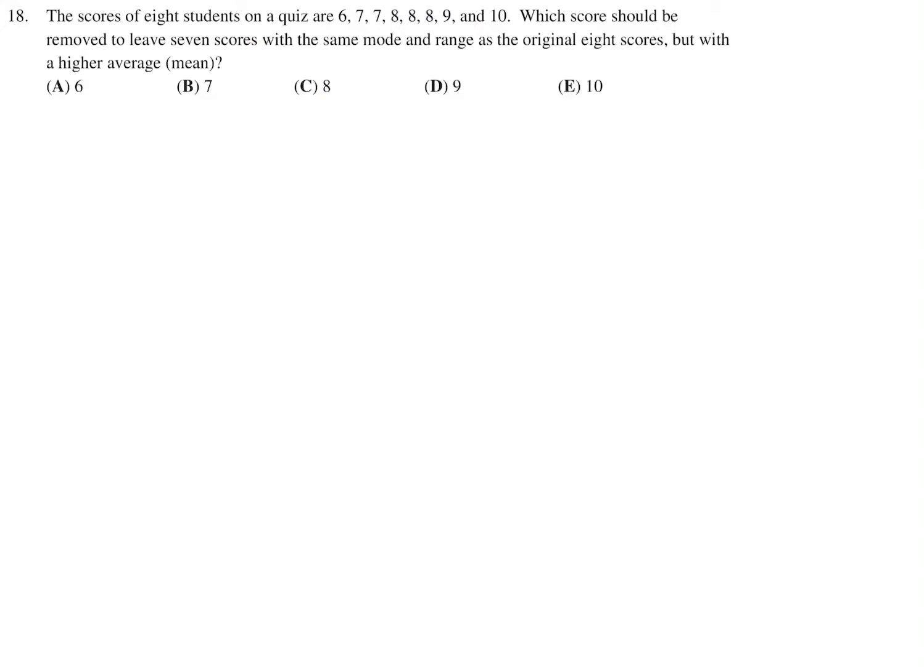The scores of 8 students on a quiz: 6, 7, 7, 8, 8, 8, 9, and 10. Which score should be removed to leave 7 scores with the same mode and range as the original 8 scores, but with a higher average mean? So here we got 6, 7, 7, 8, 8, 8, 9, and 10. Now, before we proceed, let's figure out what is the mode and the range and the average of this set.